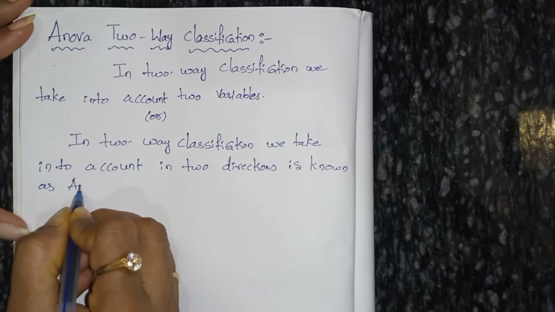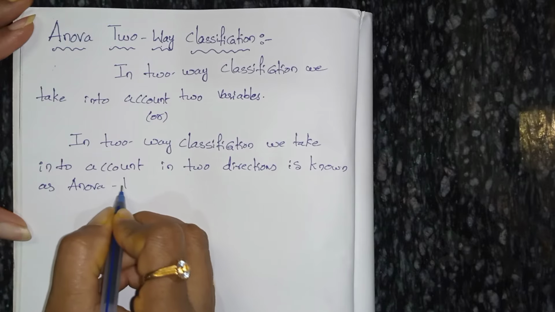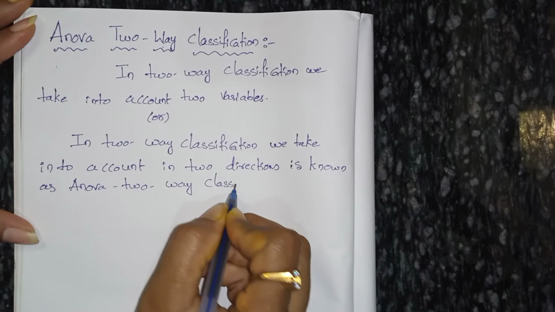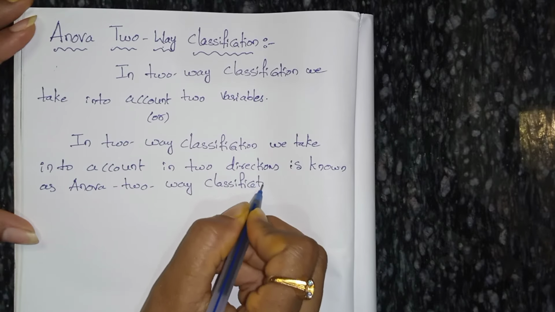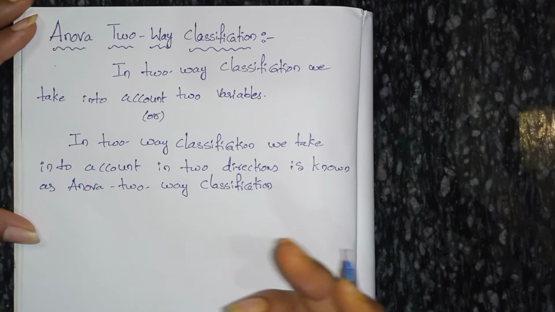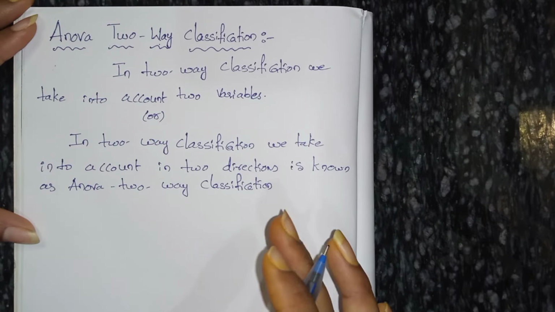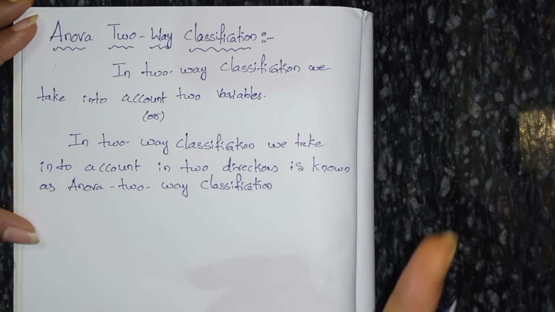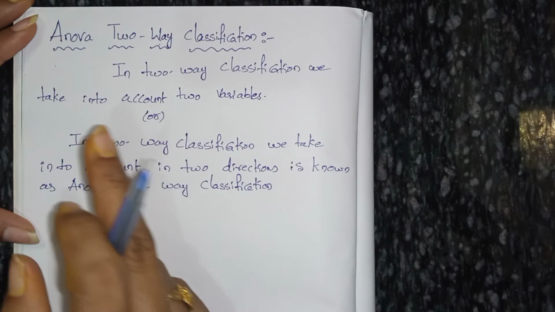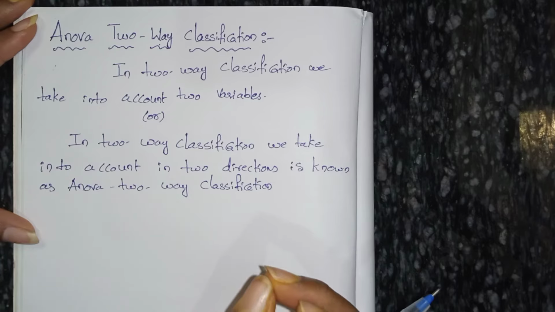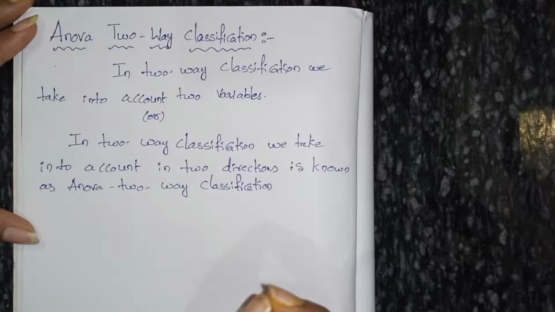What we are going to analyze in two directions is known as ANOVA two-way classification. Two directions in the sense what? We are going to analyze row wise and column wise. In one-way we may analyze either row or column, whereas in two-way classification we are going to analyze in two directions, that is row wise and column wise.